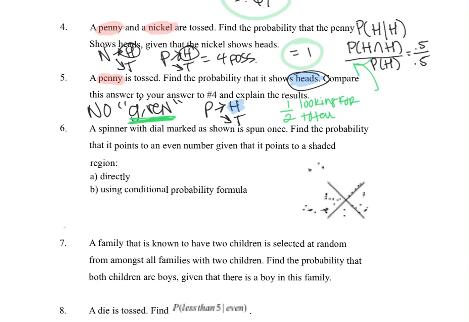All right, I'm gonna skip number 6 because the spinner is weird. I don't know what it's supposed to look like. I don't know if what it was on there was correct, so we're just gonna skip it in general and go down to number 7.